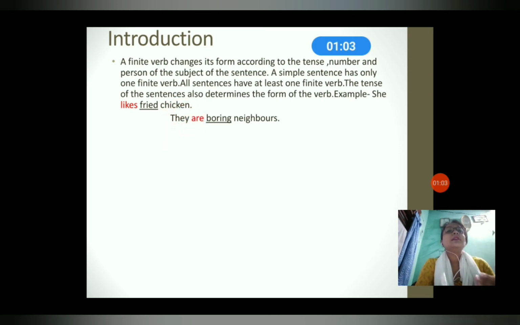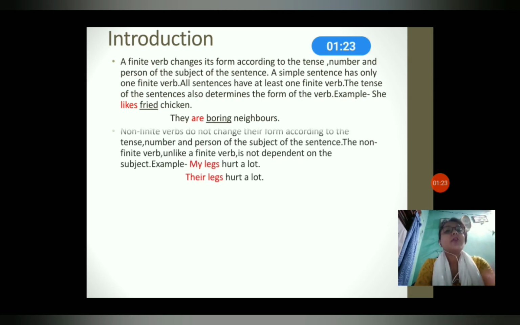In a particular sentence there is at least one finite verb present, okay, and even the tense of the sentence determines the form of the verb in the case of a finite verb. But in case of a non-finite verb, they do not change their form on the basis of the tense or the number and the person of the subject.